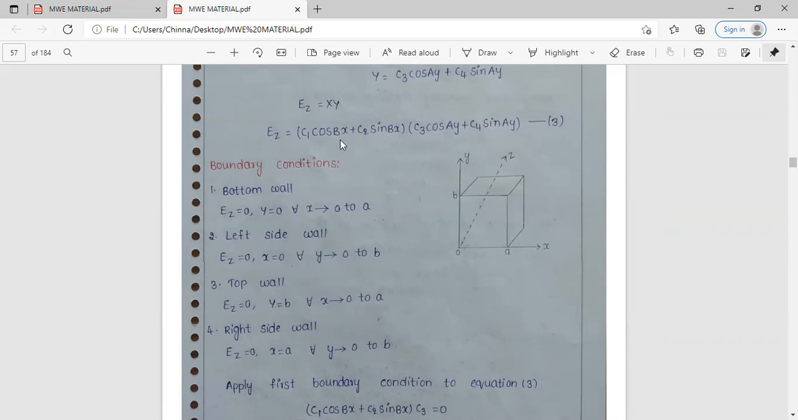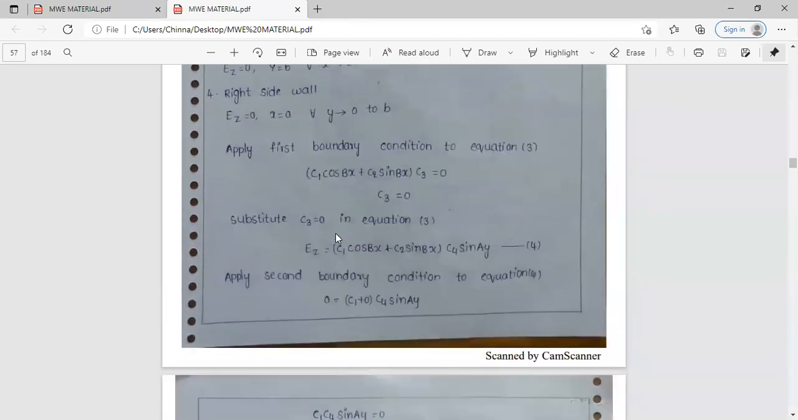You will substitute these into the above equation, then we can apply some expression. So we can see here, apply the first boundary condition to equation number 3. If we apply the first boundary condition to equation 3, we obtain c1 cos bx plus c2 sin bx into c3 is equal to 0.